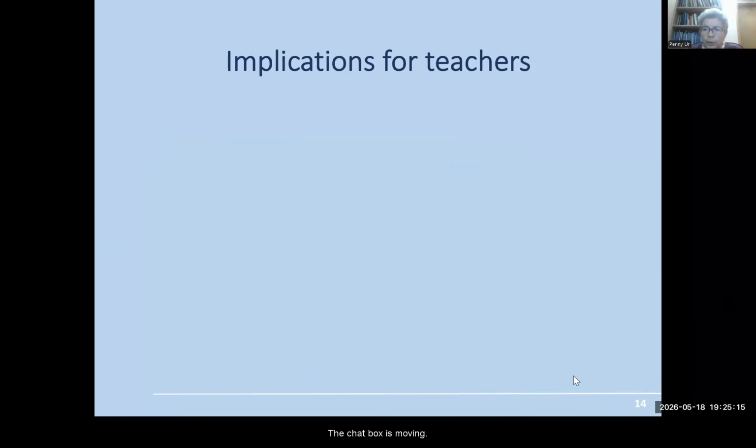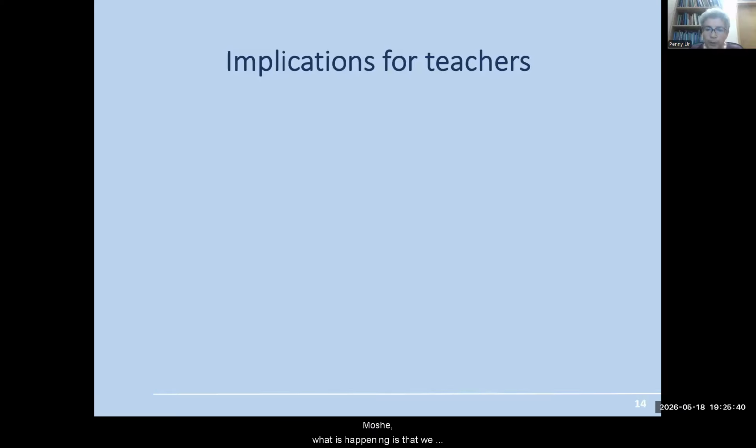The chat box is moving. I'm just trying to go back to something which was said by Moshe, which is quite important, I think. He says that I risk saying that international English, that is English spoken by non-natives, will become a distinct language with different dialects influenced by different L1s.